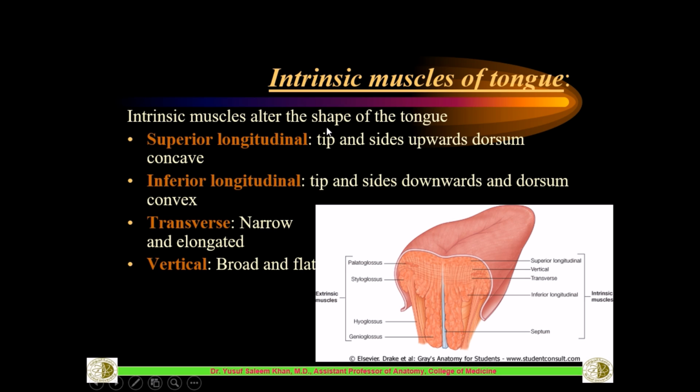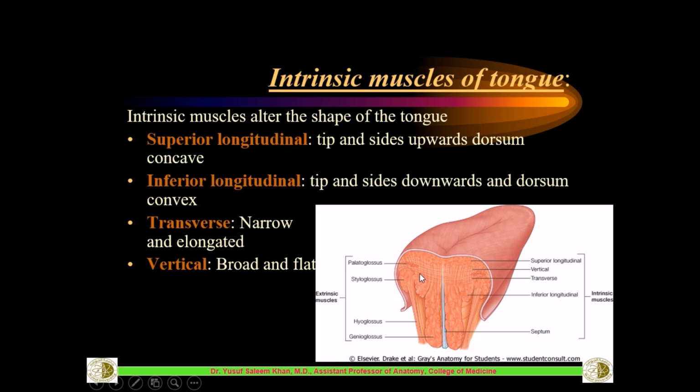The superior longitudinal helps in the tip and sides upwards and the dorsum concave. It helps the sides on either side to become upwards, and this helps in the concave shape of the tongue. Usually it is convex, but whenever the superior longitudinal contracts, the two sides will come closer and then it becomes concave. The inferior longitudinal helps in the opposite movement, helps in the convexity of the dorsum of the tongue.